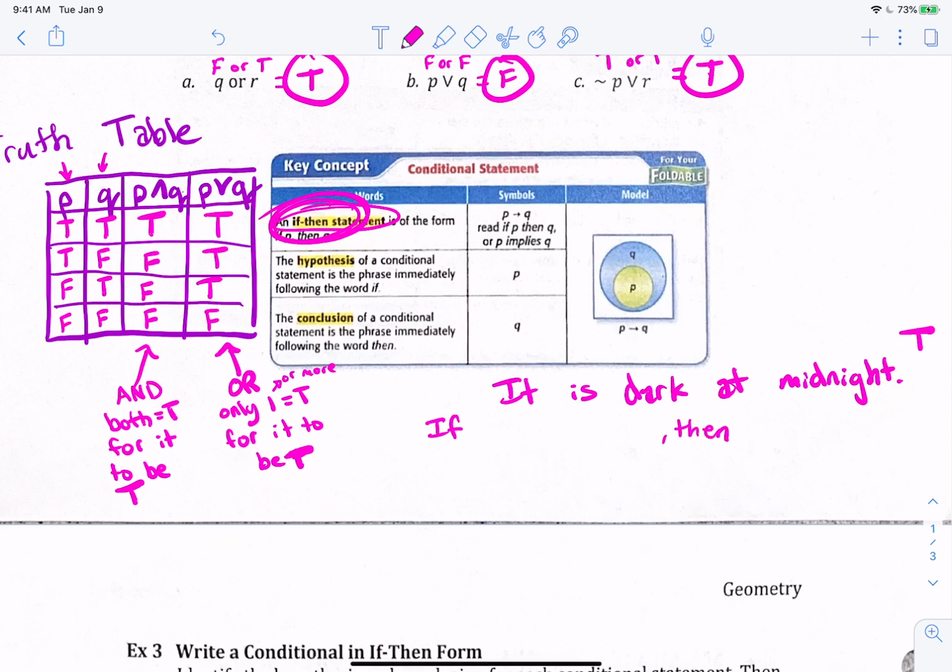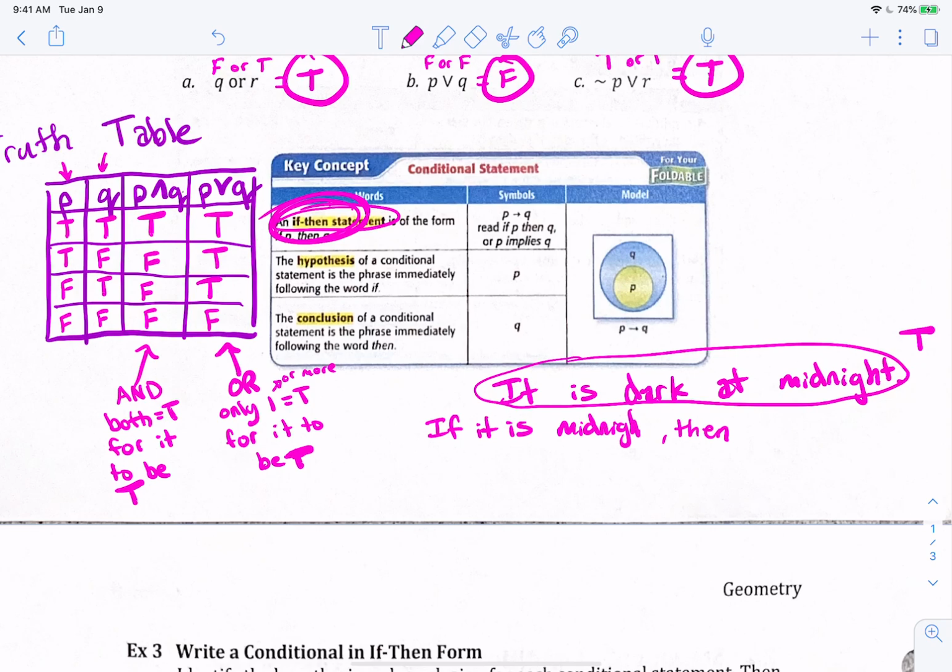So what can I say about that statement but put those pieces in if-then form? If what, then what? If it is dark at midnight, then I can't see. Nope, we can't make up any information that's not already there. We're saying it about this statement right here. If it is midnight, then it is dark.